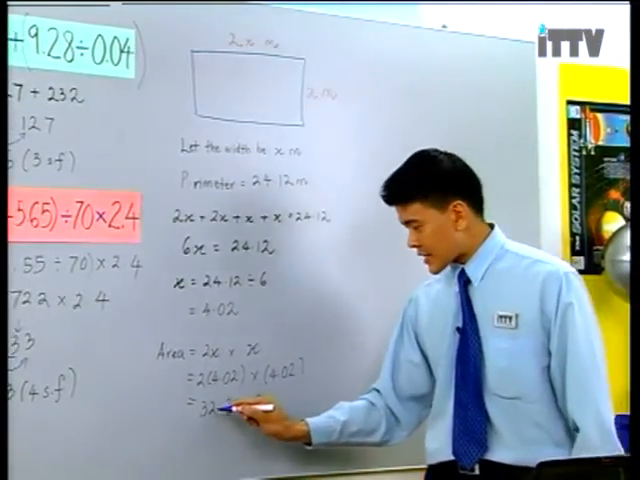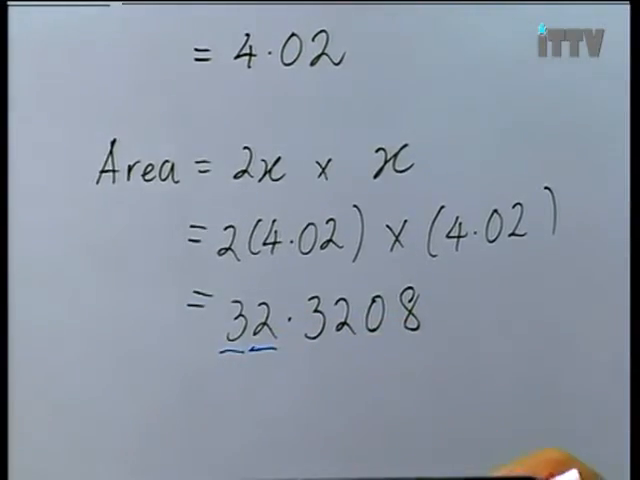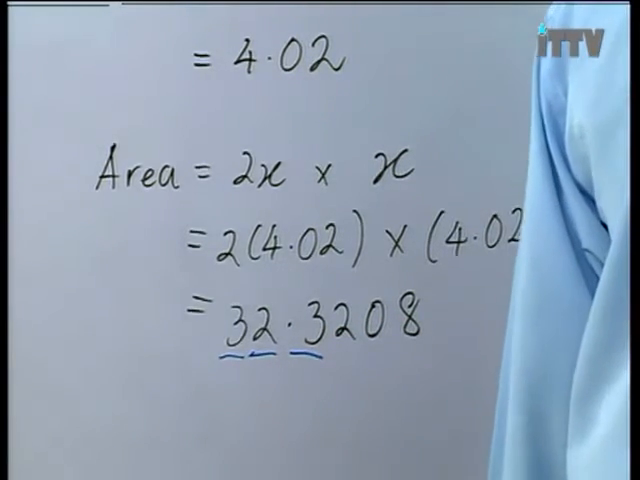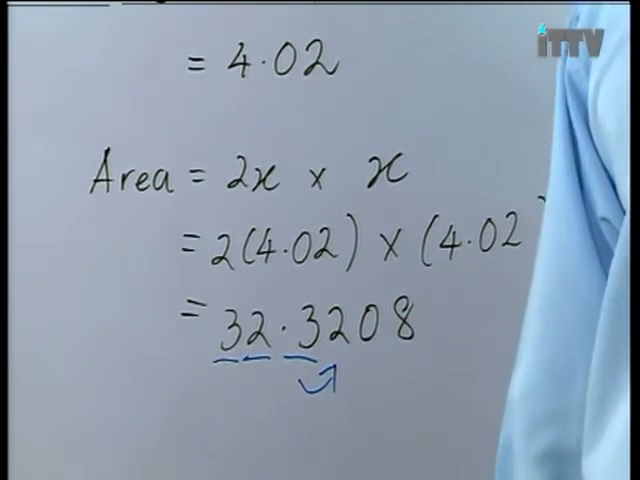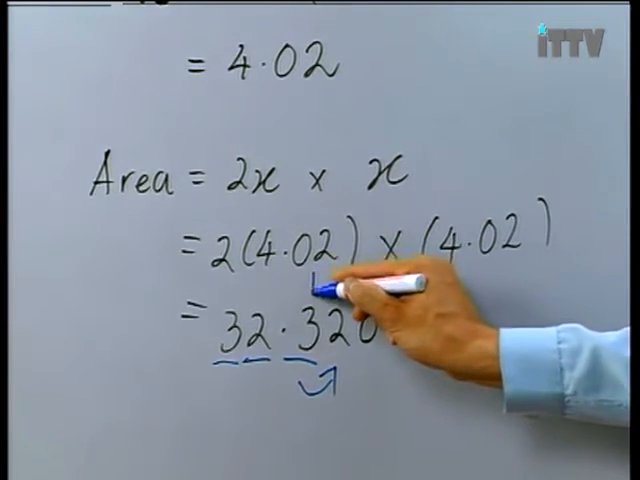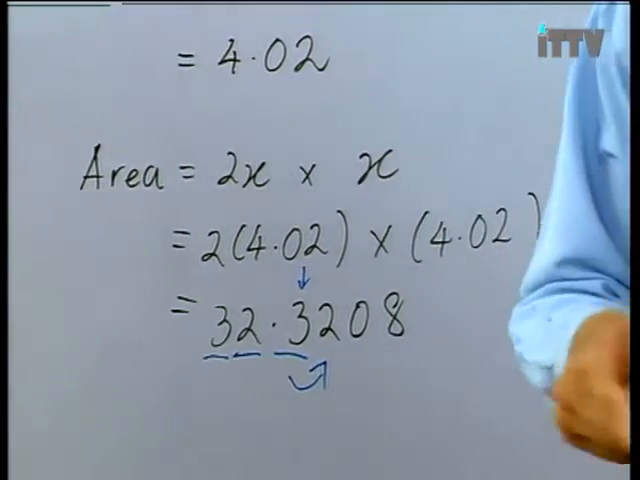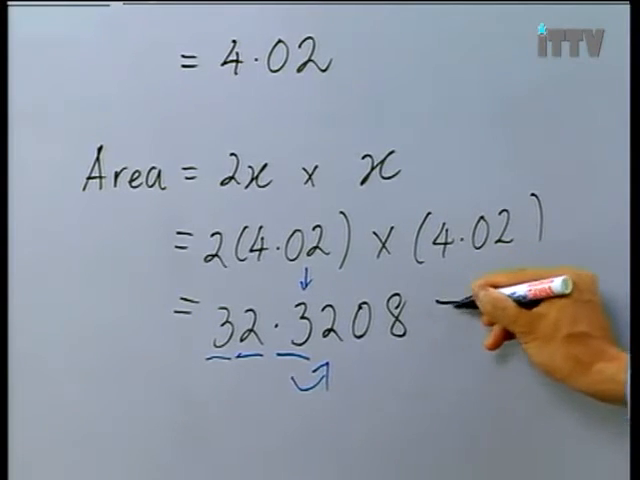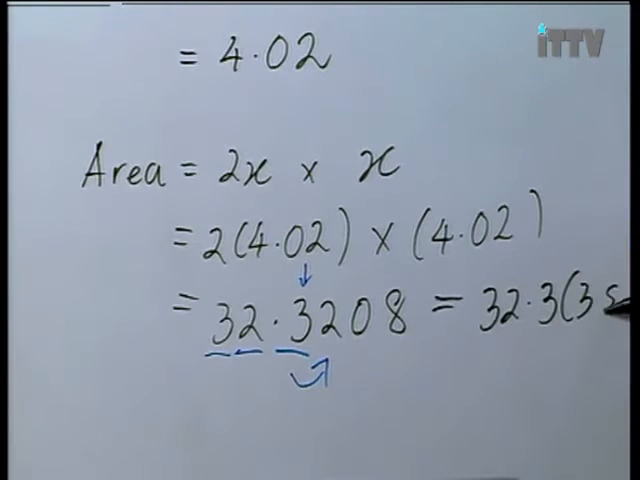3 significant figures, start from the left: 1, 2, and 3. Look at the next digit after the last underlined digit, and it is less than 5. We need not add 1 to it. So the answer for this problem will be 32.3, and this is correct to 3 significant figures.